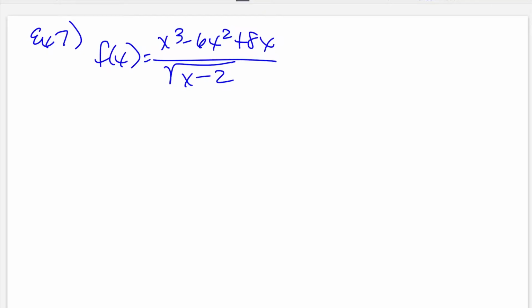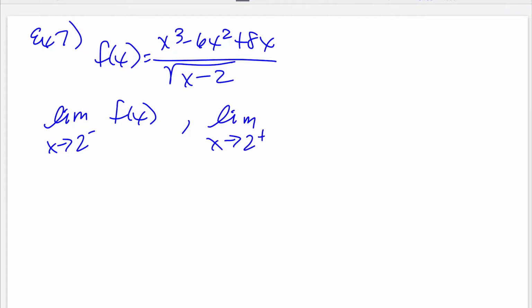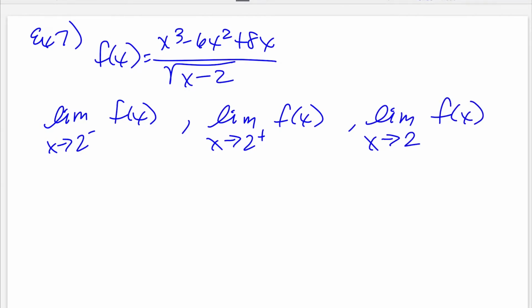All right, take a look here at this one. Example 7. We have our limit. We're going to find the limit here of this function f of x. We want to look at the limit as x approaches 2 from the left, the limit as x approaches 2 from the right, and the limit as x approaches just 2. Because remember, with our left and right limits, in order to have the limit as x approaches 2, it has to approach from the left and the right.